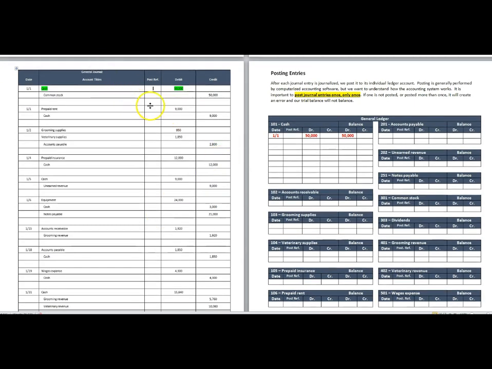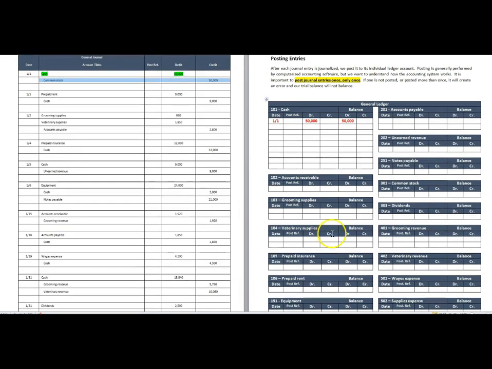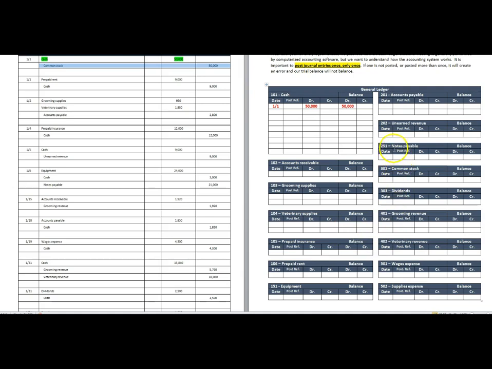Alright, let's keep going. You can do this anyway. You could accumulate all the cash ones, but I recommend just doing it in order. Let's find common stock. It needs to be credited for 50,000. There it is. Common stock on the first needs to be credited for 50,000, and as a result, its ending balance is going to be a credit of 50,000.